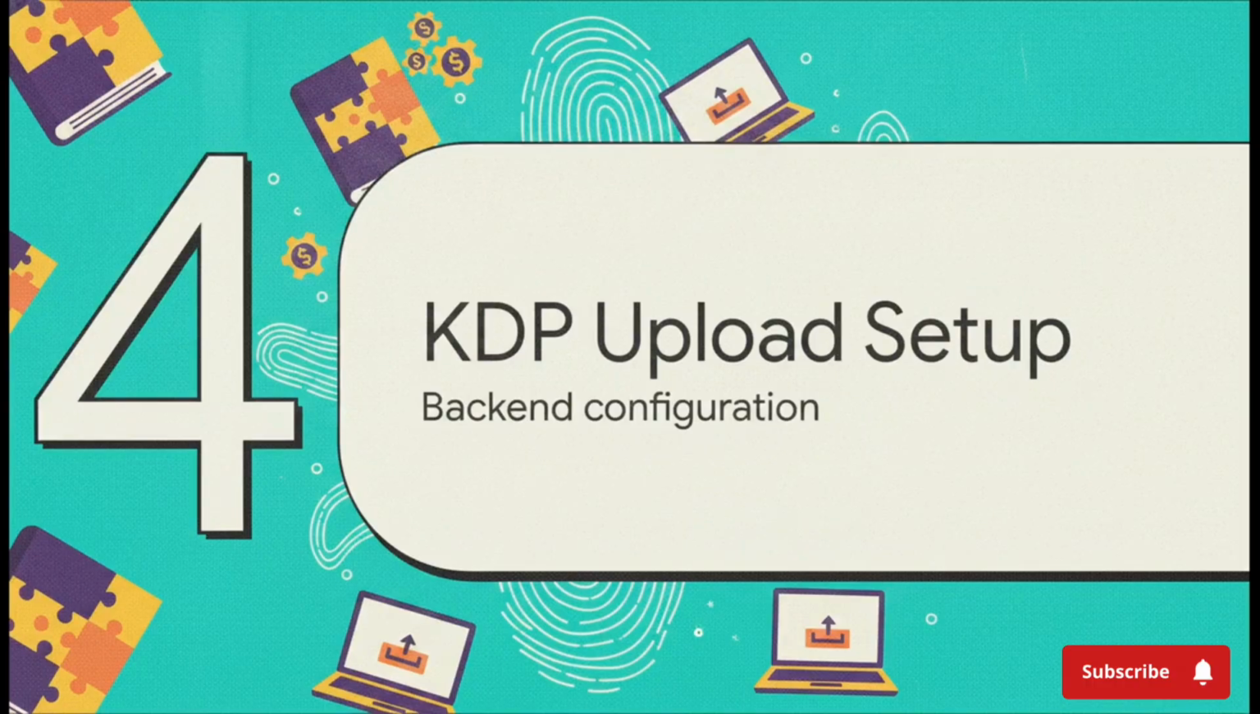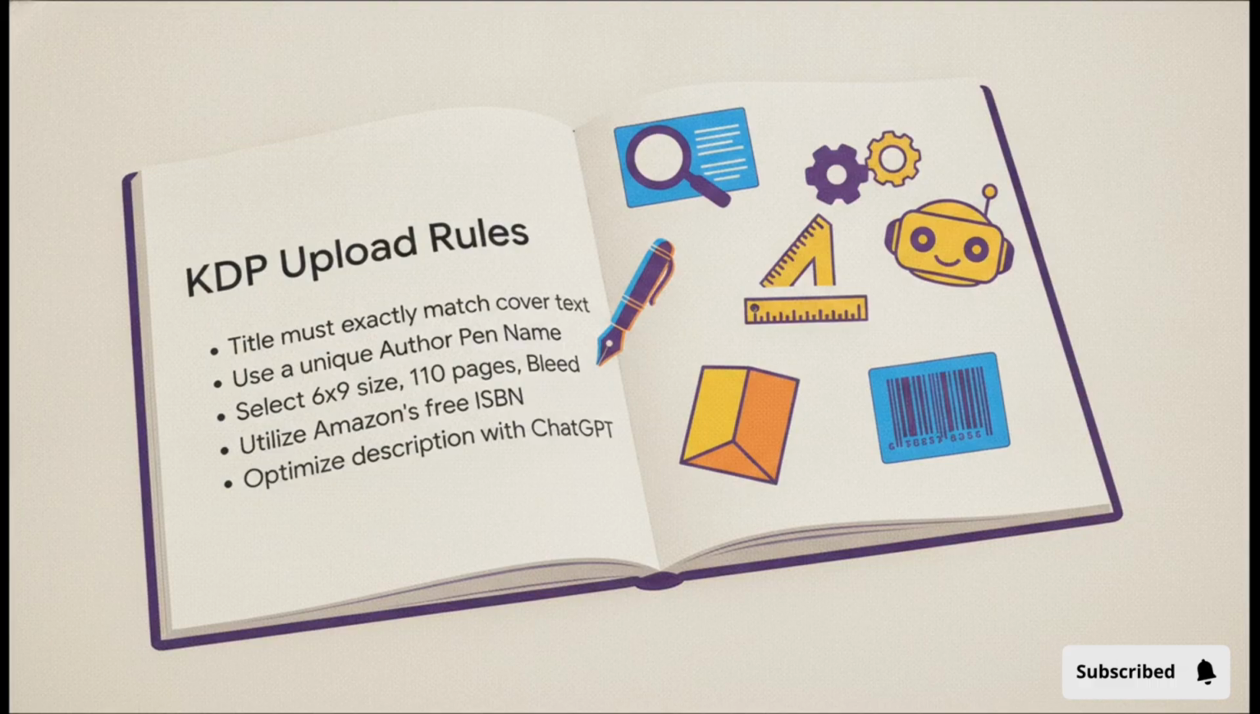All right, on to section 4, the KDP upload setup. We are in the back end now, and honestly, your attention to detail here is literally the difference between a published book and a rejected file. You have to be meticulous. The title you enter into the KDP dashboard absolutely must match the exact words written on your cover, or Amazon is going to kick it right back to you. You can totally use a pen name like your initials just to keep things professional. Double check that your setup matches your file, 6 by 9 size, 110 pages, and bleed enabled. Oh, and a massive perk here, utilizing Amazon's free ISBN assignment, that alone saves you from buying costly barcodes.